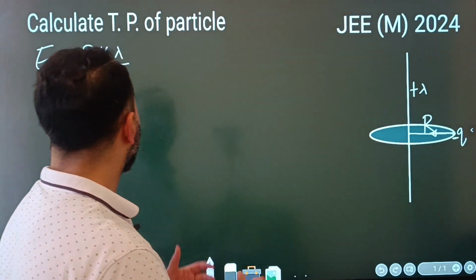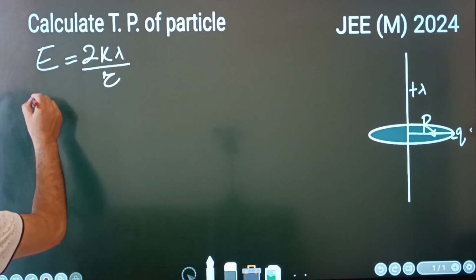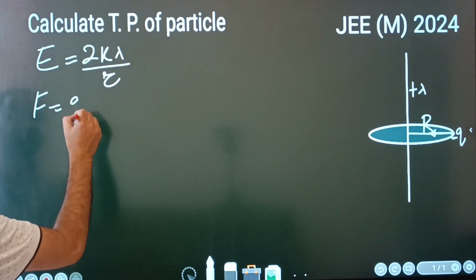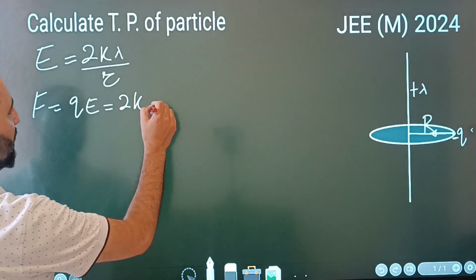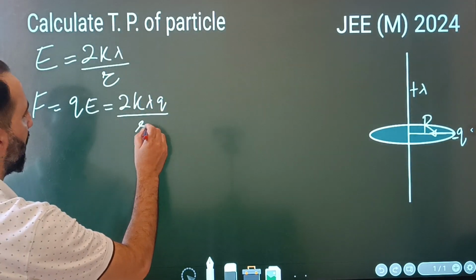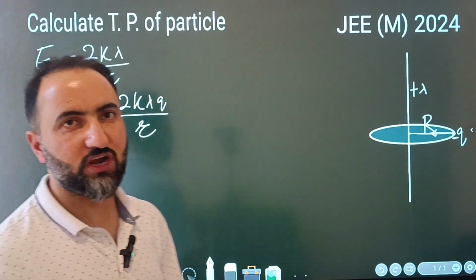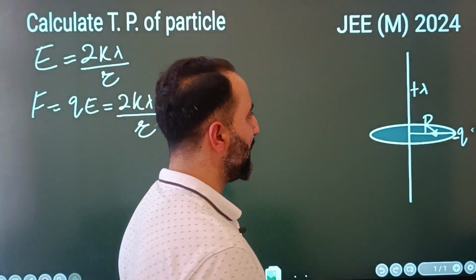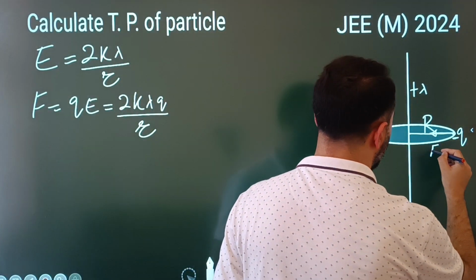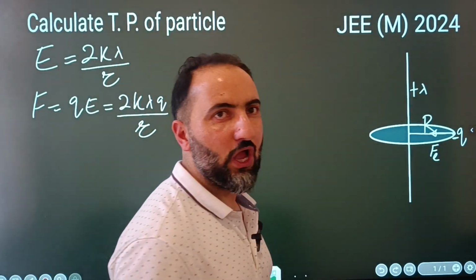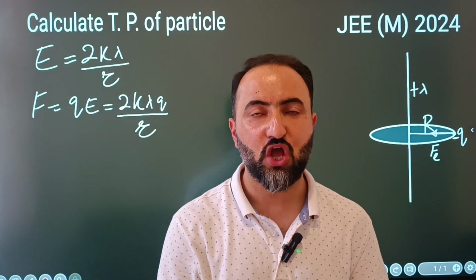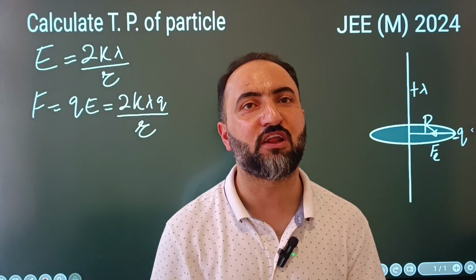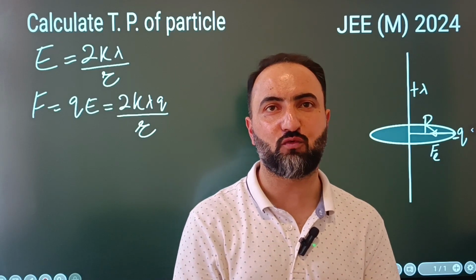Next, what I can do is calculate the force on the charged particle. That comes out to be q multiplied by E. So what is that exactly equal to? That's twice k lambda into q divided by r. This is the electrostatic force. Now see that this electrostatic force is directed towards the center. When it is directed toward the center, it satisfies the condition for behaving as a centripetal force, hence it behaves as a centripetal force.